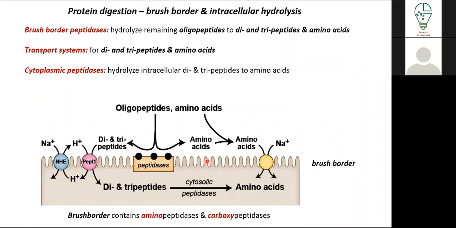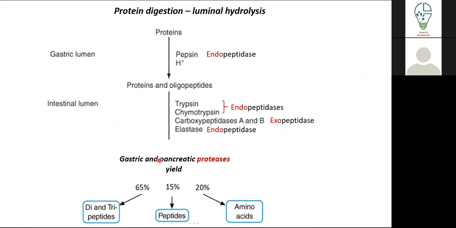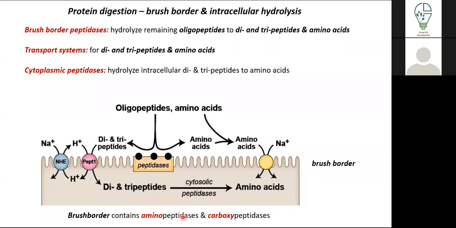See, the brush border, unlike the pancreas, all right, the pancreas only has carboxypeptidases. The brush border has amino and carboxypeptidases, so it is much more proficient and much more equipped to give you amino acids and not just di- and tripeptides. Is this clear?